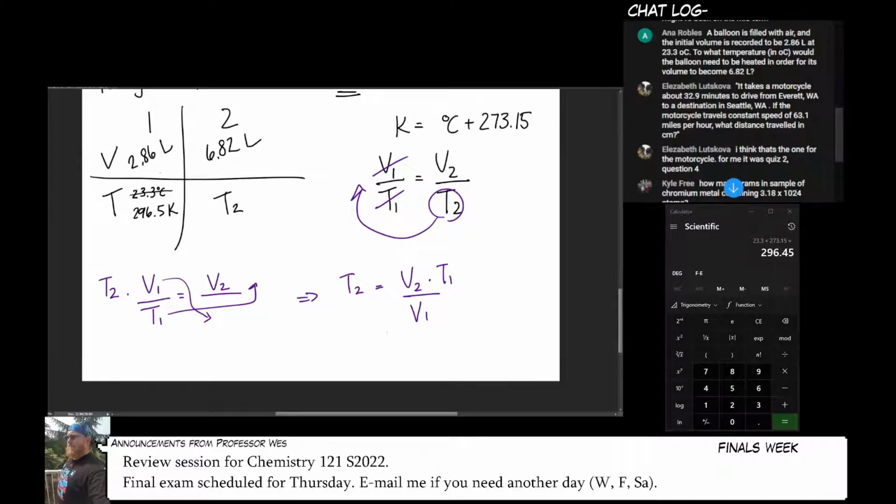Oh, I ran out of space already. Look at that. So V2 was 6.82. V1 was 2.86. These are both in liters, which will cancel. Times 296.5 Kelvin. And what do we get for that? So I get 707 Kelvin.